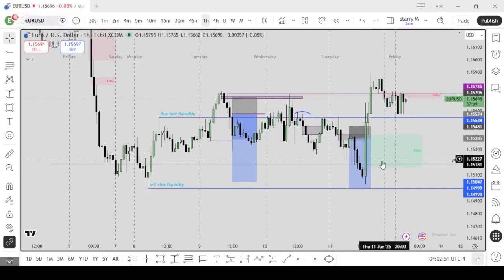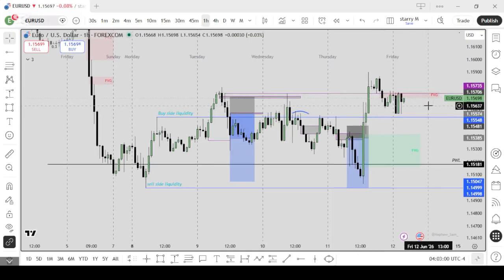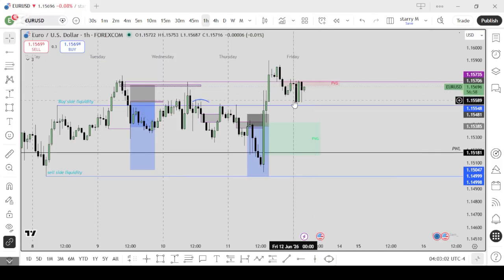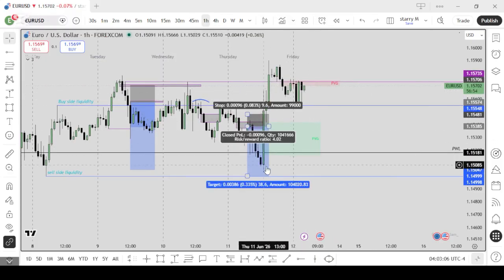And now we made a market structure shift. So we are currently bullish, and so there's not really a way to trade today, unless it goes below this and makes a fair value gap. Now you can enter. So that was it.